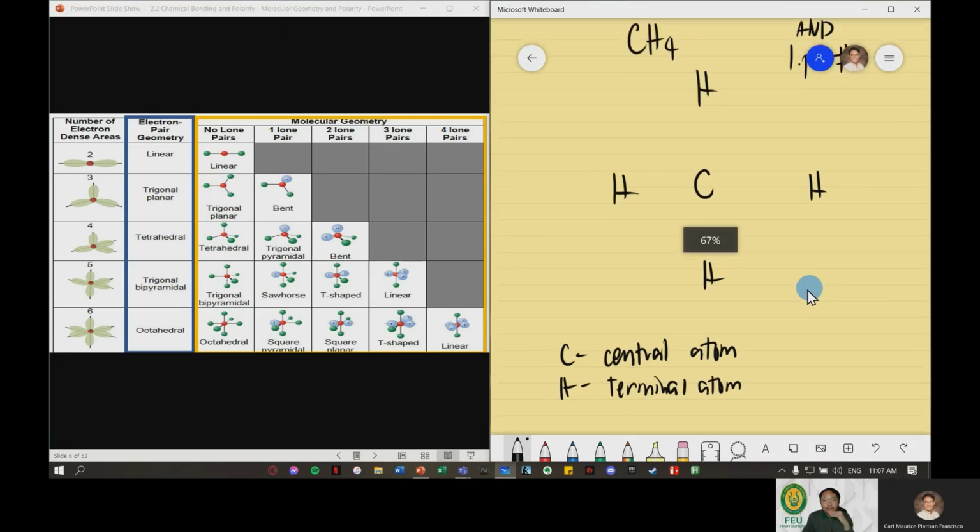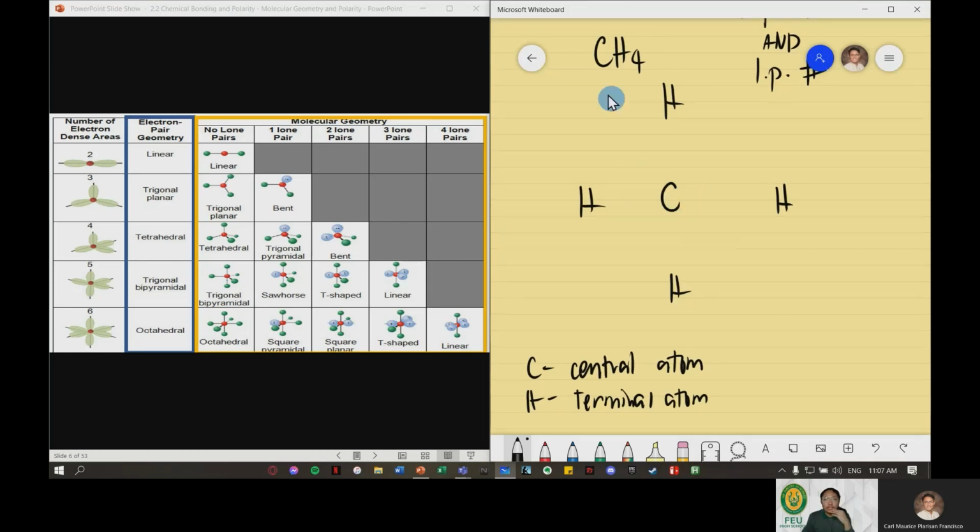Ulitin po natin, ang tawag po natin sa carbon, sa Lewis dot structure na ito, ay central atom o panggitnang atom. Habang ang mga hydrogen ay tinatawag nating terminal atom o mga atom na kakabit o makikipag-bonding sa central. Central atom, pamagitnang atom. Terminal atom, mga atom na kakabit o makikipag-bonding sa central. Now to finish this illustration for the Lewis dot structure for CH4, we have the following.